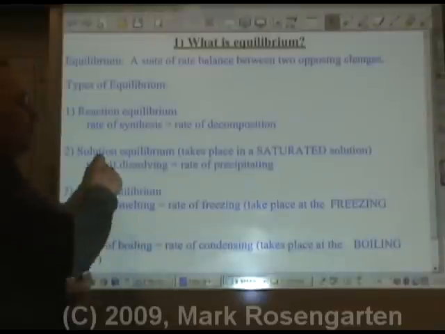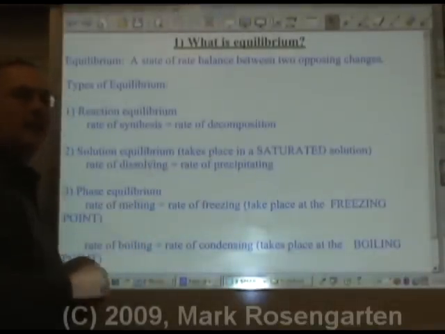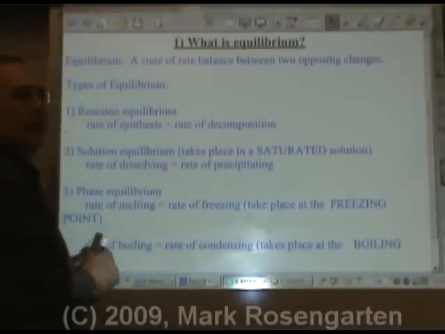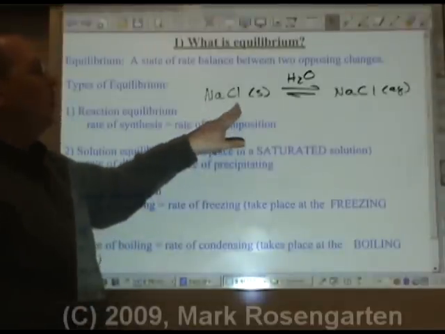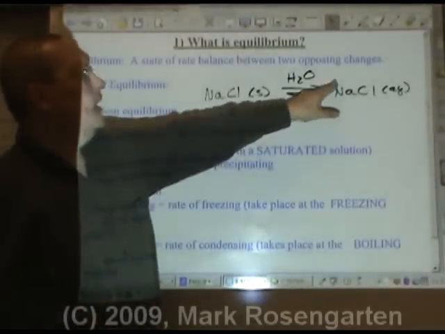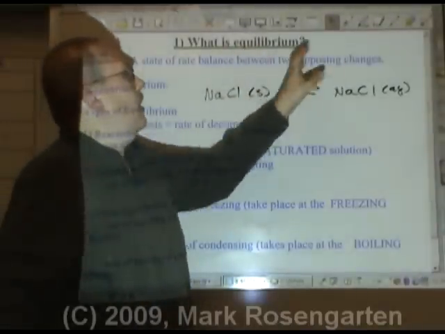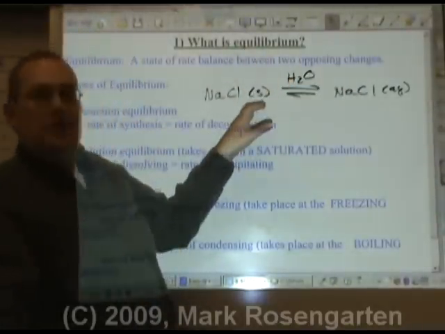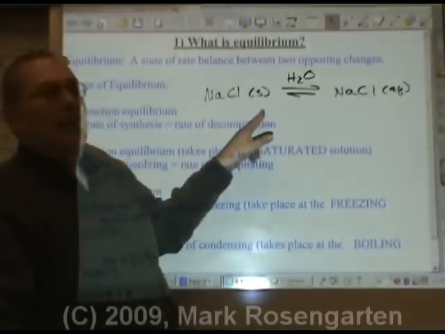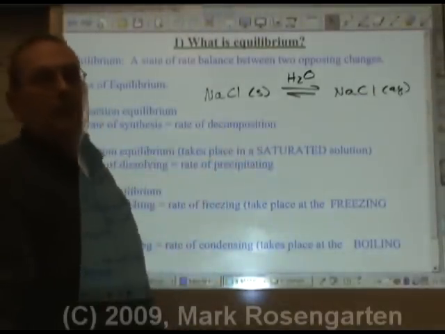speed. Solution equilibrium, which takes place in a saturated solution where you can't add any more stuff to it. The rate of dissolving equals the rate of precipitating. When you dissolve salt in water to form a salt solution, the rate of dissolving is going to be faster when you first put the salt in. But as more salt goes in, some of it starts to reprecipitate. When the rate of dissolving and precipitating are equal, your solution is saturated and it's at equilibrium.